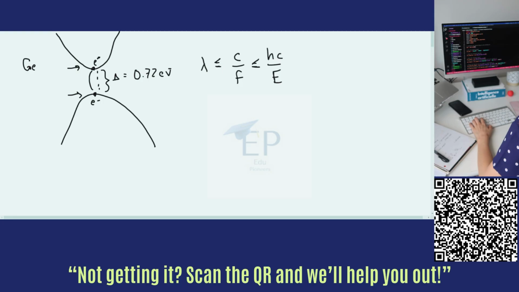If we plug in h and c and then plug in the energy gap of 0.72 eV, we will get that it has to be less than or equal to 1.7 times 10 to the minus 6 meters. Lambda must be less than or equal to 1.7 micrometers.